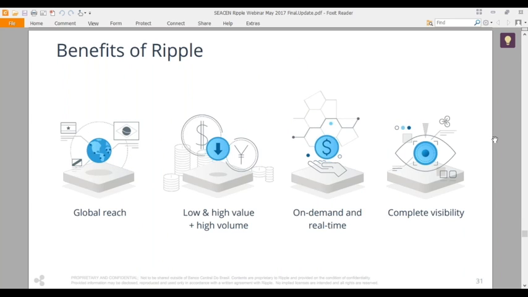So there's a couple key benefits. Ripple's enabling global reach. We're enabling a cross-border rail that is low and high value payments. So the low value payments is a new capability that we've put to the market. These payments are on demand and in real time. So we're moving from settlement down to seconds. And there's complete visibility into the payment, whereas today, the originating bank doesn't have visibility for 3 to 4 days. So this we see as a generational upgrade in the cross-border infrastructure that financial institutions have available to them.